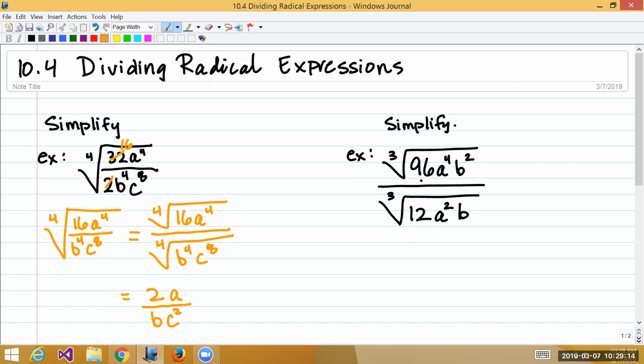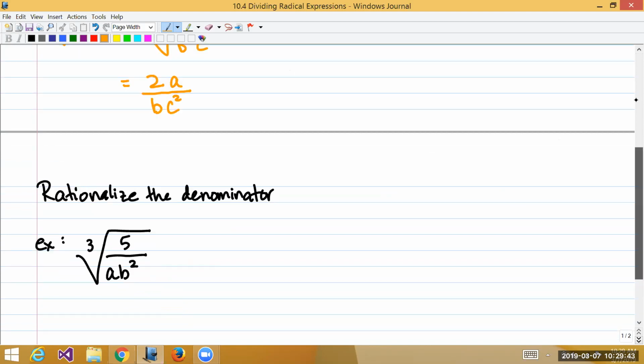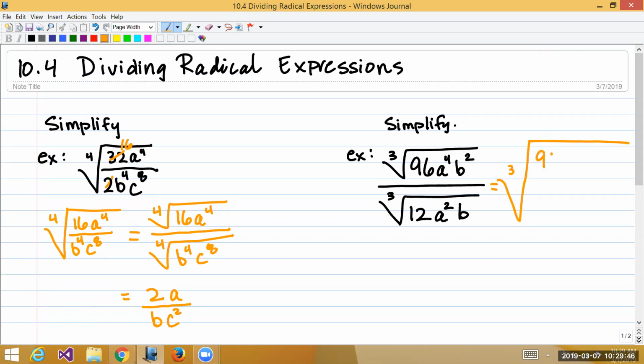Now this one, notice we are given the 2 expressions separately. We have the cube root of 96a to the power of 4 b squared divided by the cube root of 12a squared b. But if you notice on the inside, the 96 and the 12 can actually be simplified. We have factors of a and b on top and bottom, so they can be simplified. But in order for us to simplify this, we have to write this as one fraction within a radical. So we'll go ahead and combine this to the cube root of 96 a to the 4 b squared over 12 a squared b.